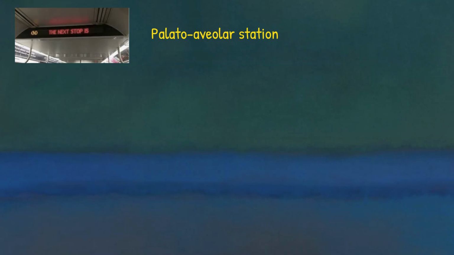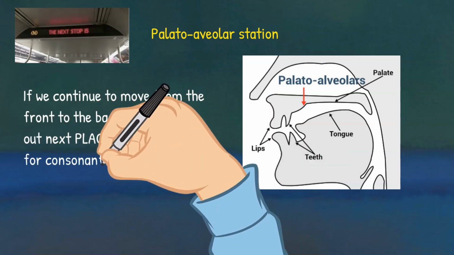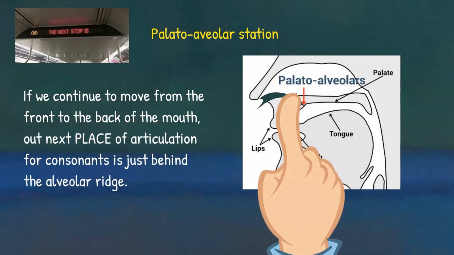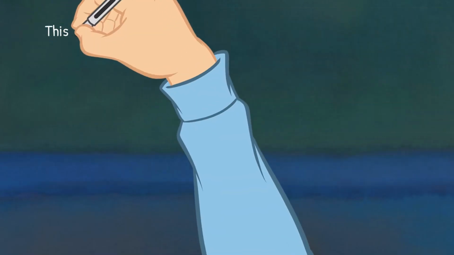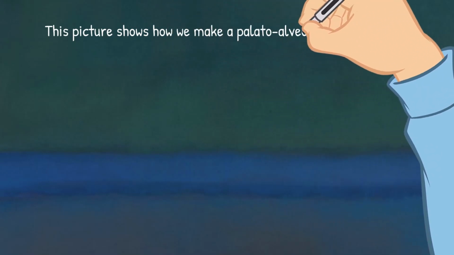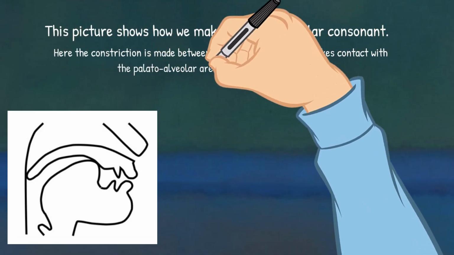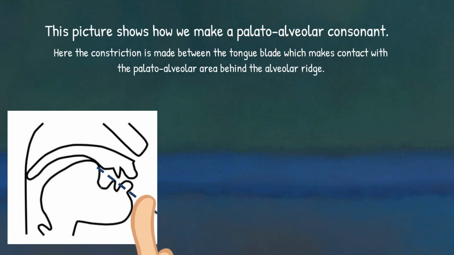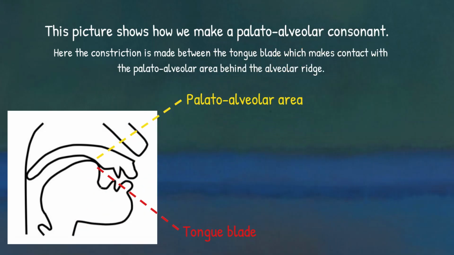The next stop on our place of articulation tour is the palatoalveolar area. The palatoalveolar area is just behind the alveolar ridge, but in front of the hard palate. This is illustrated in the sagittal section by the arrows. The following picture is a mid-sagittal section that shows us the constriction we make when we make a palatoalveolar sound. Notice that the tongue blade is making contact with the palatoalveolar area right behind the alveolar ridge. So here's your tongue blade, and here's your palatoalveolar area.